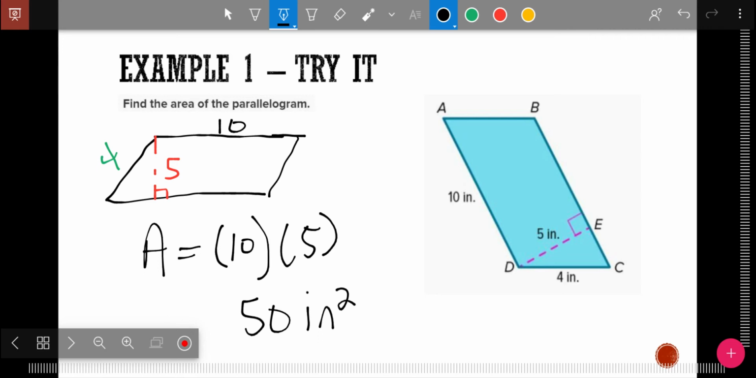So the first one was tricky because you had to use the Pythagorean theorem to find the height. This one's a little bit tricky just because you've got to be able to visualize that the height is connecting the two 10 sides. But once you get the hang of it, base times height ultimately is a simple equation.